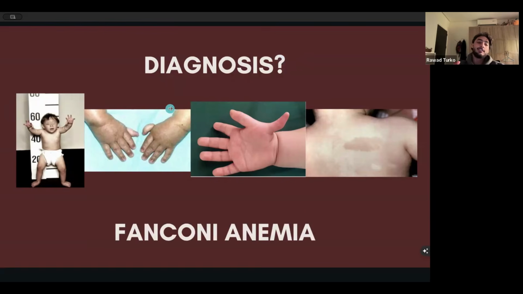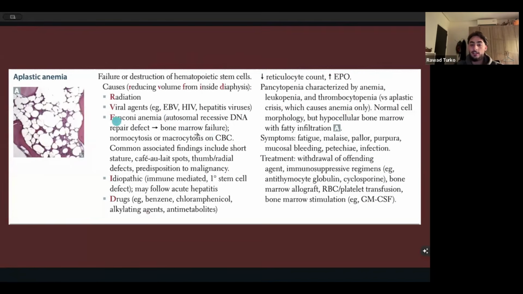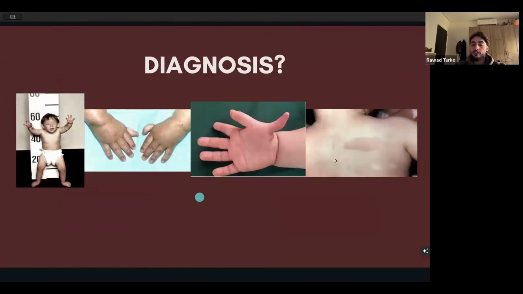Fanconi anemia, again, is a deficiency of a double-stranded DNA repair mechanism, and it's characterized by a lot of things. So you'll see here, it's an autosomal recessive DNA repair defect causing bone marrow failure. You'll see short stature, you'll see cafe au lait spots. Okay, and you'll see problems with the thumb. So you're either going to get absent thumbs and radii, or you're going to get polydactyly of the thumb.